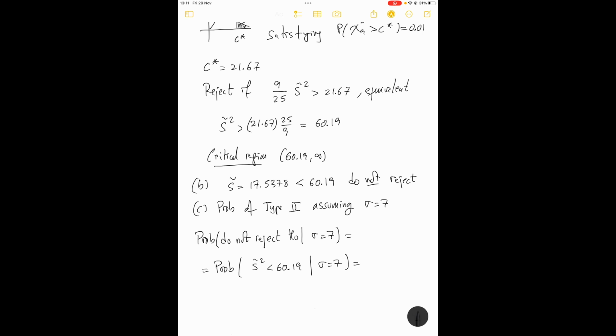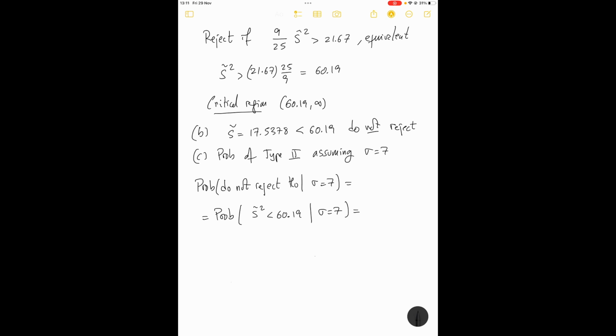So now condition on sigma equal to 7. Let me repeat it. The probability of making a type 2 error is the probability of not rejecting H naught, meaning S tilde square is less than 60.19, assuming the alternative hypothesis is true. In this case, sigma is equal to 7. We have to standardize all these things, right? So it's the probability that 9 divided by 49, since now sigma is equal to 7 by assumption, times S tilde square is less than 60.19 times 9 divided by 49.